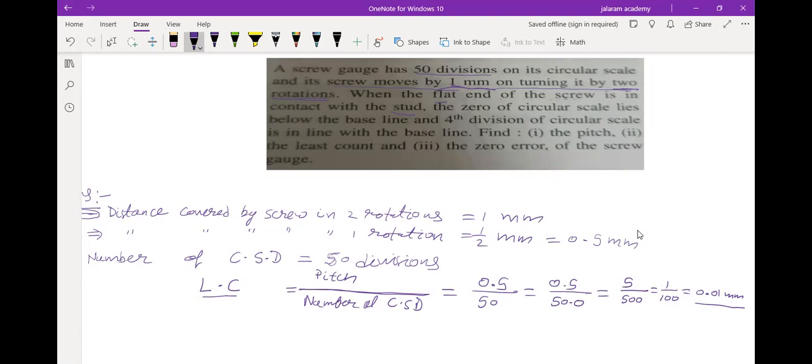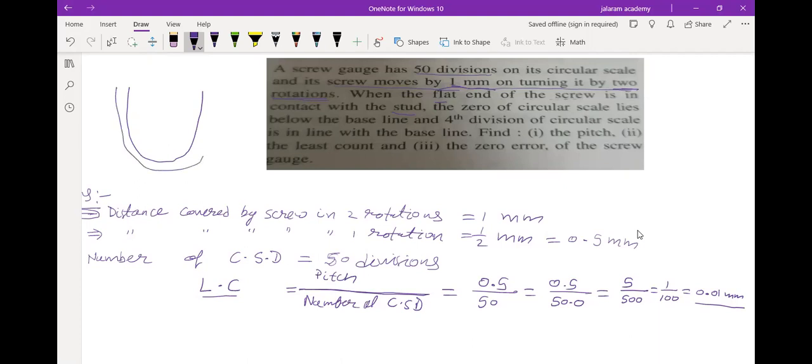There is no main scale reading in this, as no object is held between the two ends of the screw. Screw gauge has two ends, you know. One is the fixed end, which is called the stud. I have told you this, I think. One end is the stud, right?